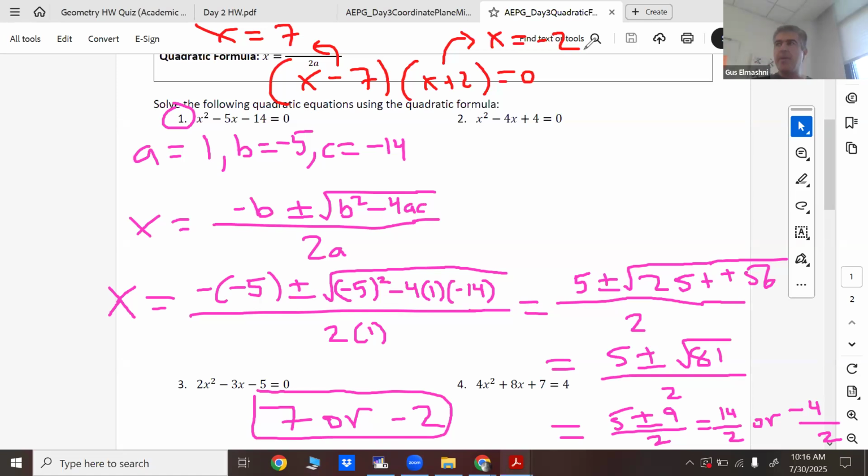So be very methodical, be very careful as you go through. There are a lot of negatives going on here. And when we simplify it, make sure you do 5 plus 9 over 2, 5 minus 9, -4 over 2. Clean it up. I don't really see too many other potential errors, but I want to do another one so you see what happens.